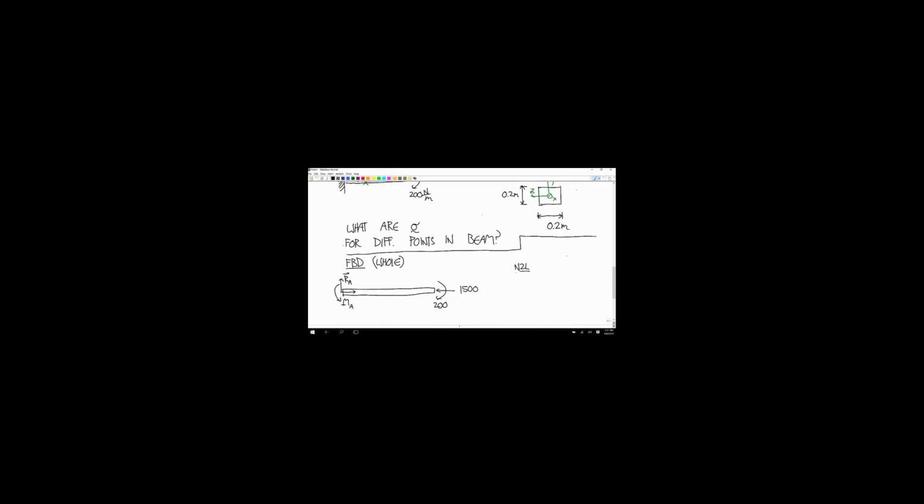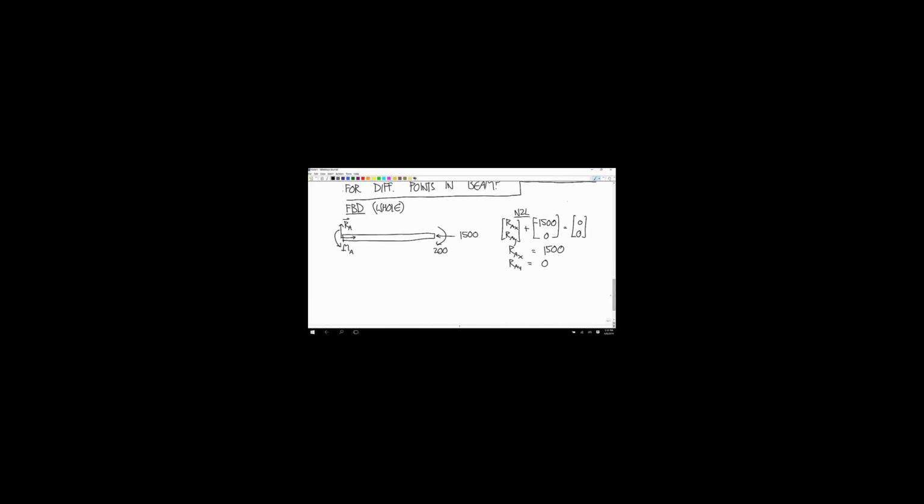So Newton's second law says RAX, RAY plus negative 1500, 0 is equal to zeros. So RAX is 1500, RAY is 0. And then we only need the moment equation about the z-axis. Since everything here is a couple, it doesn't matter what the about point is. So we have MA minus 200 is equal to 0. So MA is equal to positive 200.